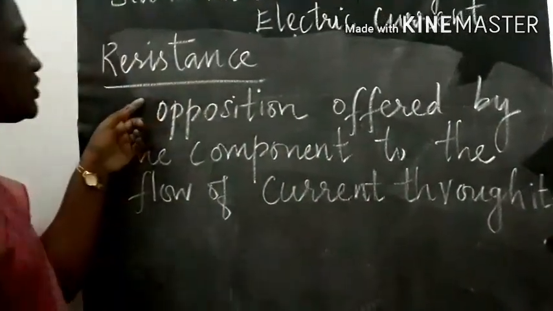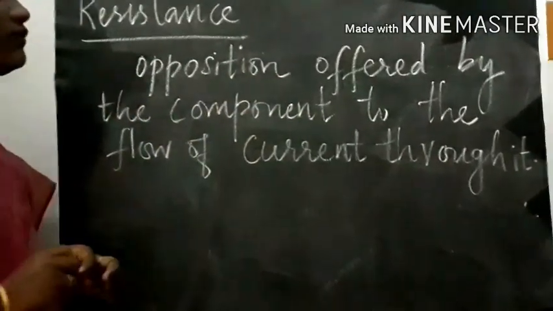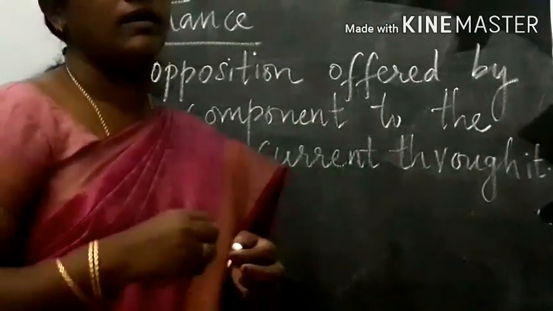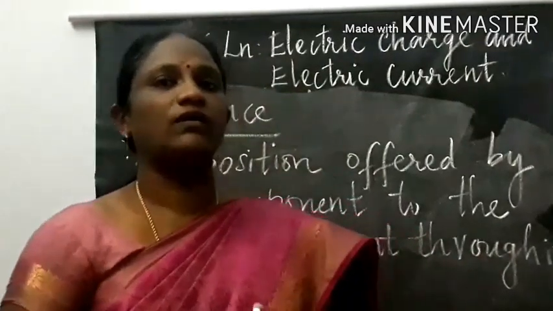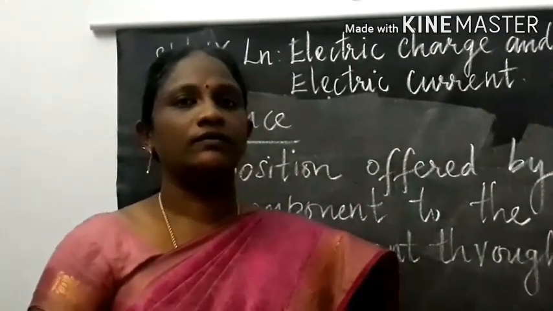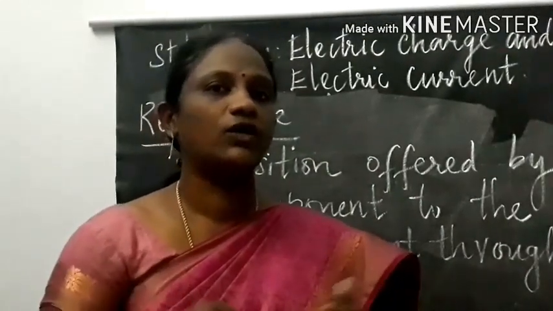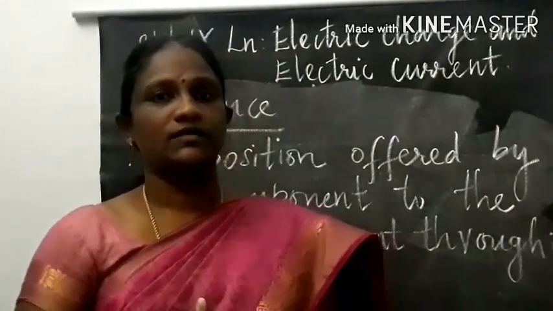So resistance is the measure of opposition offered by the component to the flow of current through it. So every component has its own resistance. Can you give me examples of good conductors? Metals are good conductors, and normally we use copper. So copper and aluminium are good conductors.